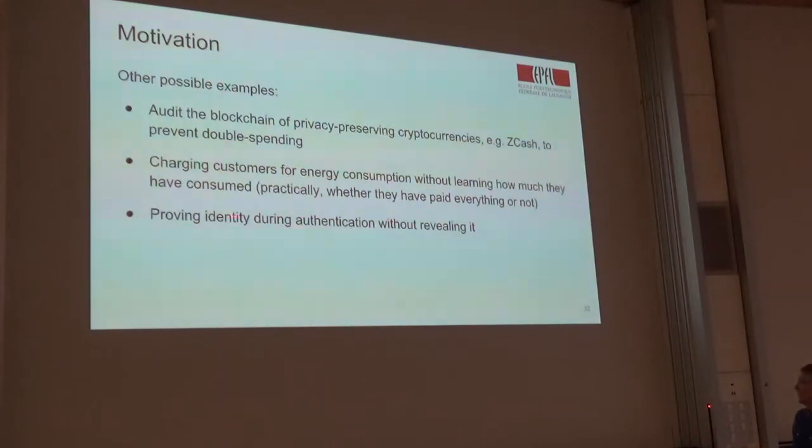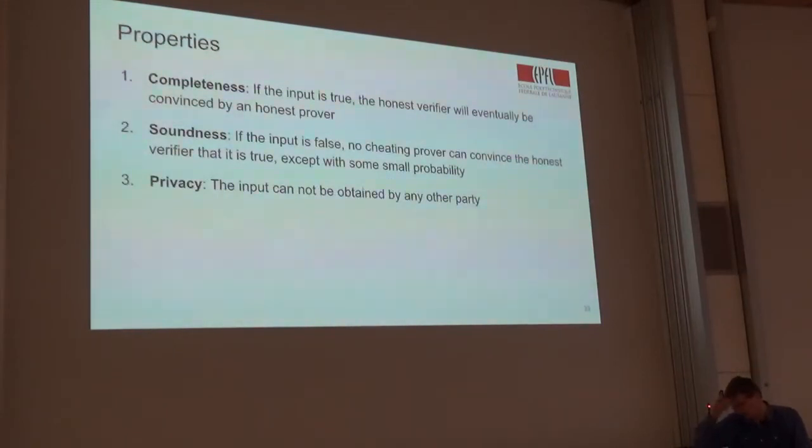Okay, proving identity during authentication, so saying I am part of EPFL, I am over 18, I am male, I am female, I am, I don't know, my forename starts with A, whatever. You can create a zero knowledge proof and send it to the verifier, and the verifier can make sure that it is like that without knowing what is actually behind.